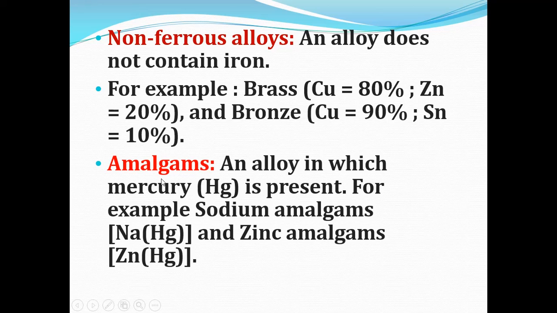Next type of alloy is amalgams. An amalgam is an alloy in which mercury is present. Amalgam means an alloy which contains mercury. For example, sodium amalgam, zinc amalgam. Sodium amalgam NaHg, zinc amalgam ZnHg.